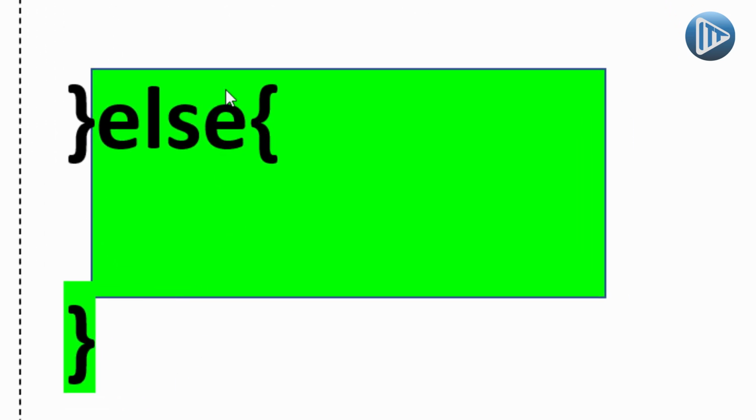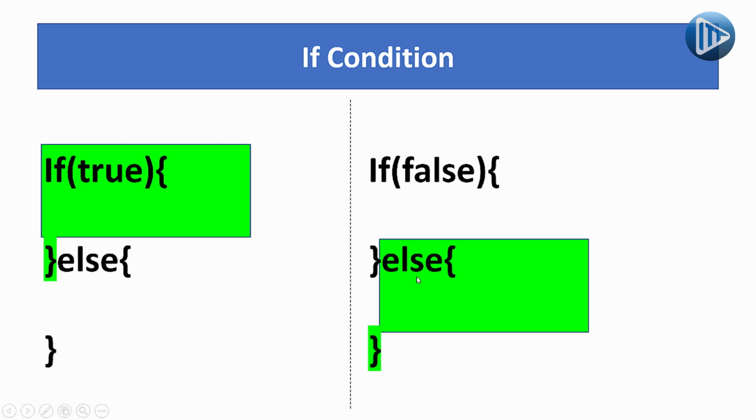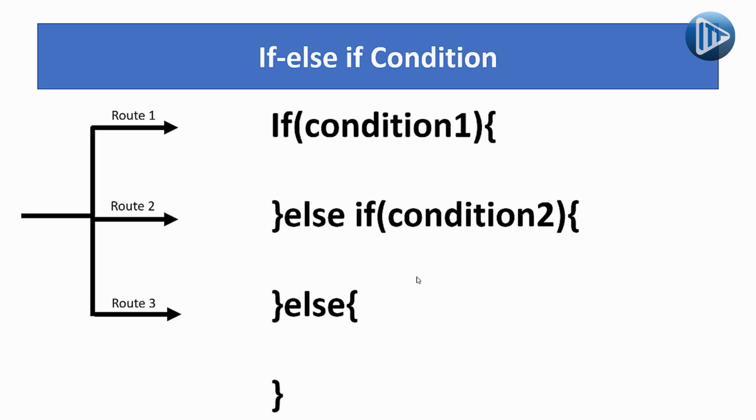But actually, we can have more than two routes in our program, using a different if condition structure, which we call the if-else-if condition, where we can have more than two routes using this structure over here. It could be three routes, as you can see in this example, or four or five or more, depending on the number of the else if in our program. And of course, only one route will be triggered in this structure as well, depending on the condition.